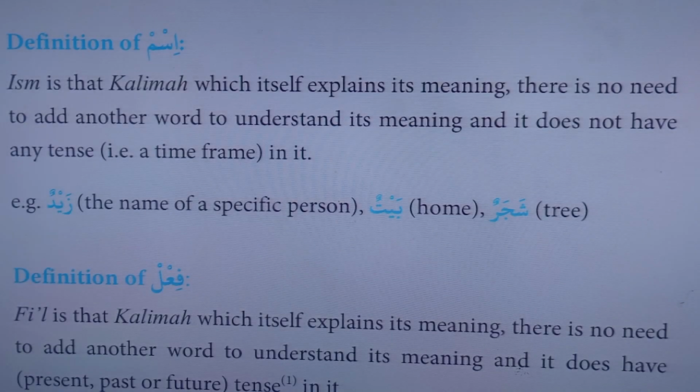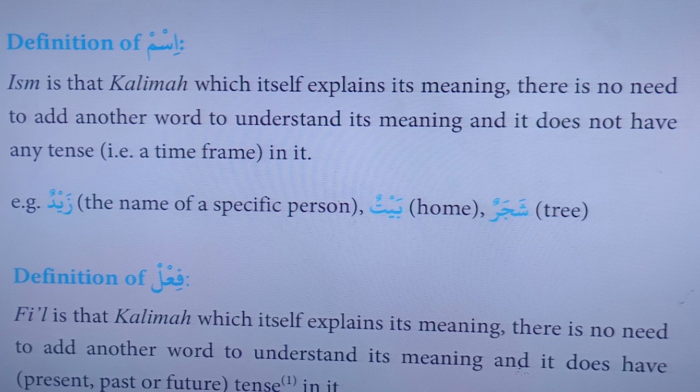Okay, so move on to the definition of these 3 types. Let's define each type clearly so we never confuse them. The noun, ism. An ism is a kalimah that explains its meaning all by itself. It stands alone perfectly. Crucially, it has no tense, no concept of past, present, or future attached to it. Think of an example like Zaydun.